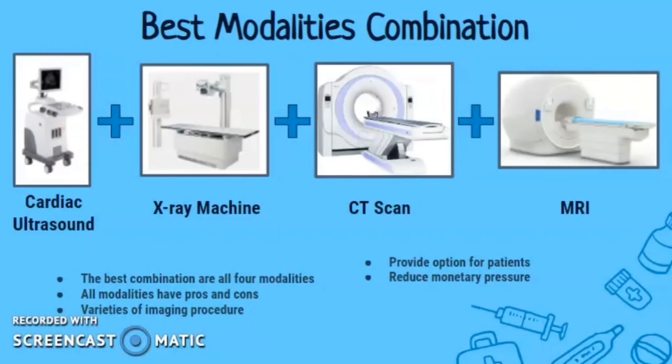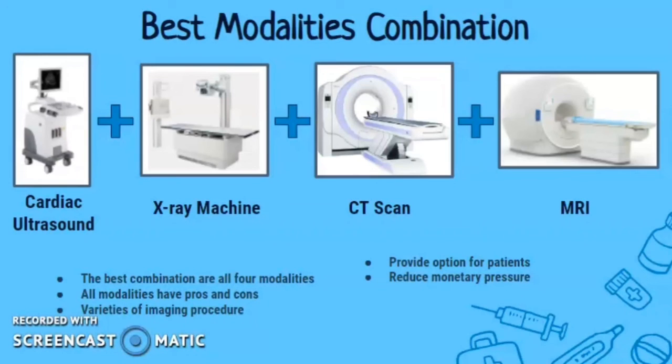The best combination of imaging modalities is all four devices, which are the cardiac ultrasound, X-ray machine, CT scan, and MRI. The justification for having all modalities in our heart center is related to their own strengths and weaknesses. No modality is the best for all types of patient cases. The combination of the modalities can cover each other's weakness while highlighting each other's strengths.